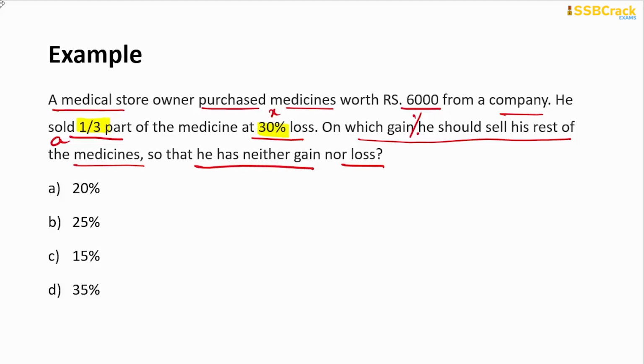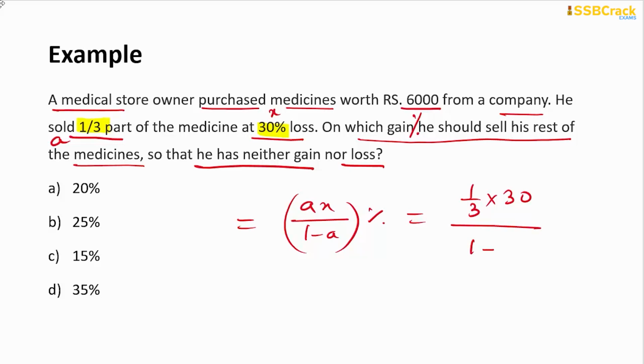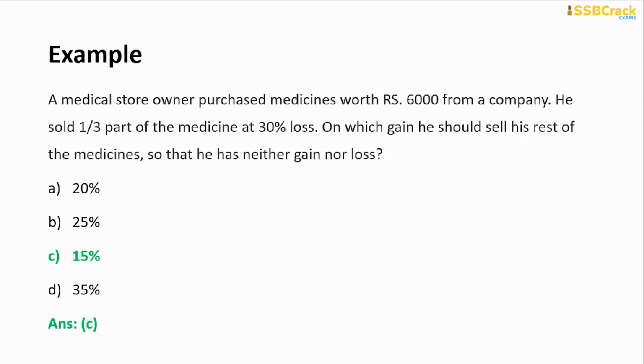So hence we shall calculate that with the formula which we studied, AX upon (1 minus A) percent, right? What is A? A is 1/3, X is 30, upon 1 minus A, where A is 1/3. So it's a very simple calculation based formula, right? It simply decreases your thinking and solving process, isn't it? So it's 10 upon 2/3, isn't it? So it's 5 into 3, so 15%, and hence the required key for this particular question is option C only.